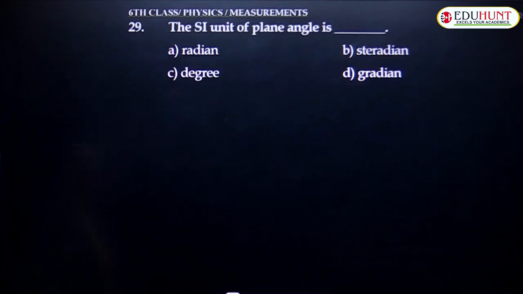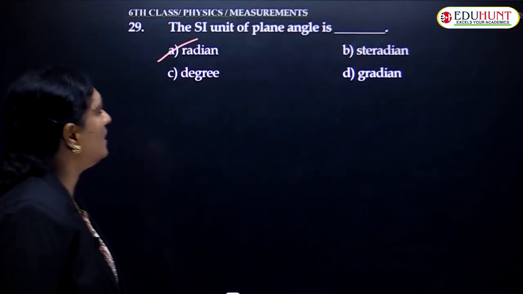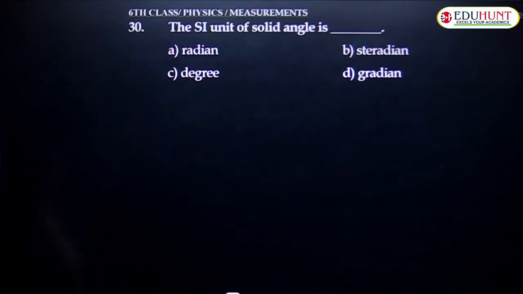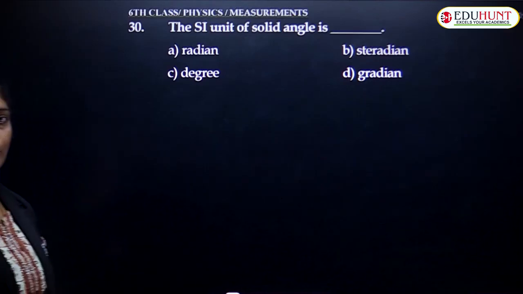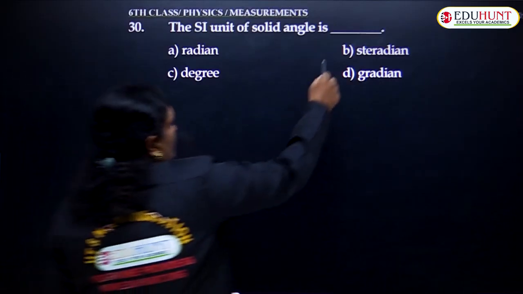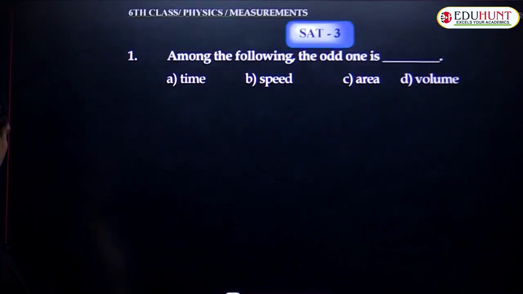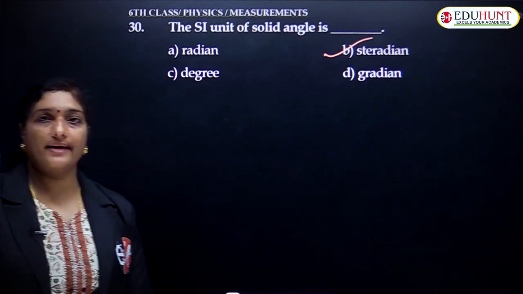The SI unit of plane angle is, children, I already told you that plane angle is measured in radians, whereas solid angle is measured in steradians. So, which among them is the radians? Here, option number A, radians. Now, the last question. Next question. The SI unit of solid angle is, just now I told you that plane angle is measured in radians and solid angle is measured in steradians. Answer B. Okay. So, children, let us move to SAT number 3.